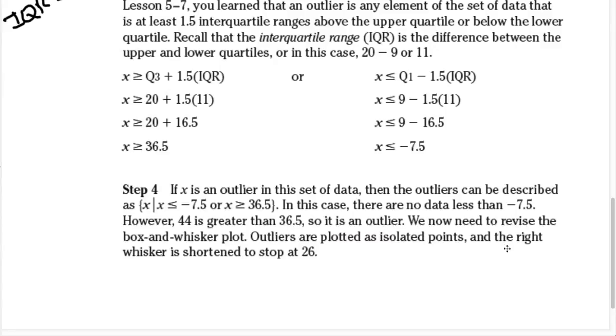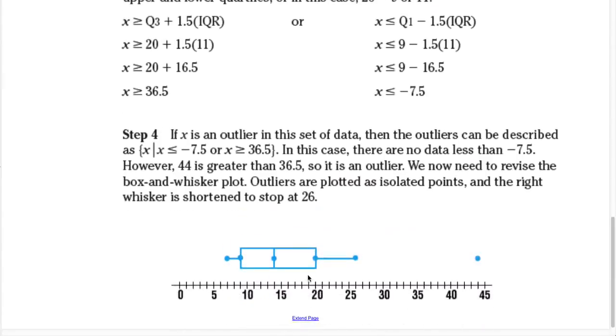We now need to revise our box and whisker plot. Outliers are plotted as isolated points, and the right whisker is shortened to stop at 26. So if we create our box and whisker plot, since 44 is an outlier, we simply leave it as a point, and we make our greatest value the second greatest value, before the upper limit of our outlier. So 26 is the greatest value before 44, and that's where our whisker stops.